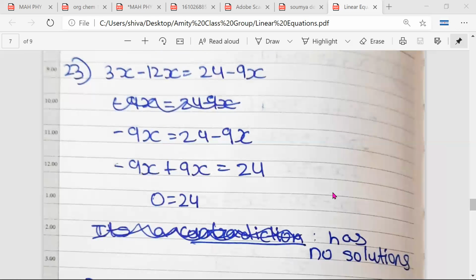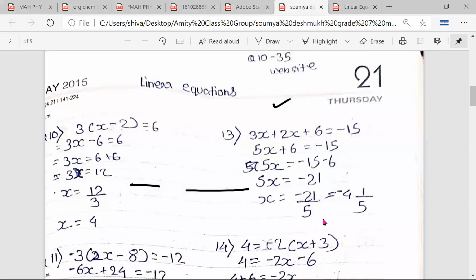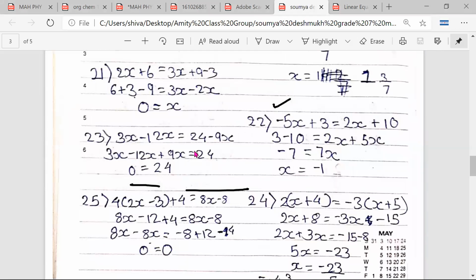Because there would be some equations where you will get confused. Okay. Now 3x minus 12x is equal to 24 minus 9x. So minus 9x is equal to 24 minus 9x. कुछ गड़बड़ है यार, I think. Check on it. Question number 23. So should I say it out? No, it's okay. I think there might be some problem with the question. Okay, not an issue.